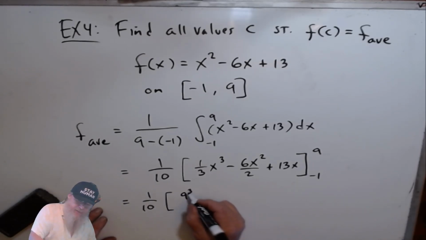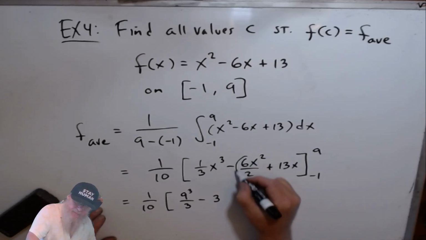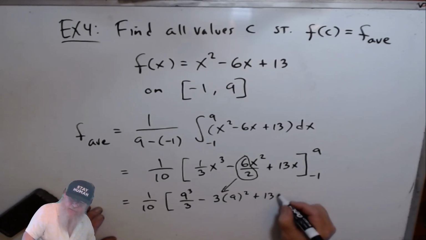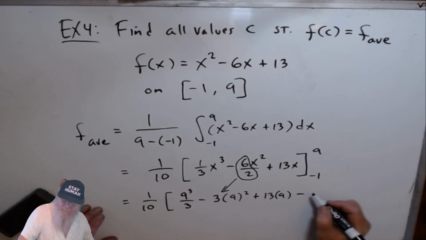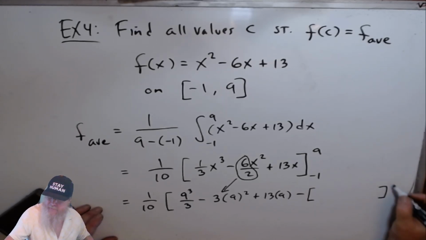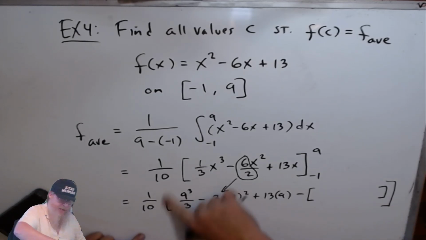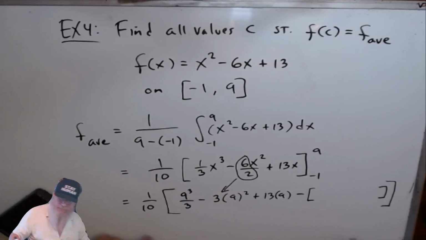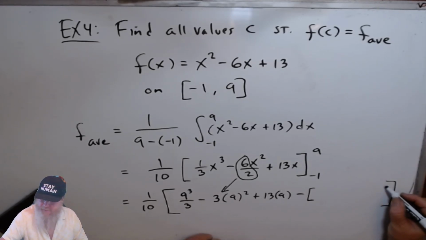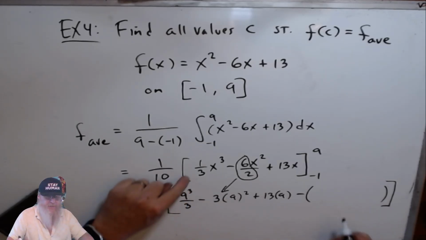So we get 9 to the 3rd over 3 minus 3 times 9 squared plus 13 times 9 minus, oh God, double set of brackets. I got my sort of outer brackets and inner brackets. You could change them up if you like. I'm not going to. You could use different styles of brackets if you like. You could also just use parentheses. I'll just do that. You got to use something, otherwise the signs will end up all messed up.